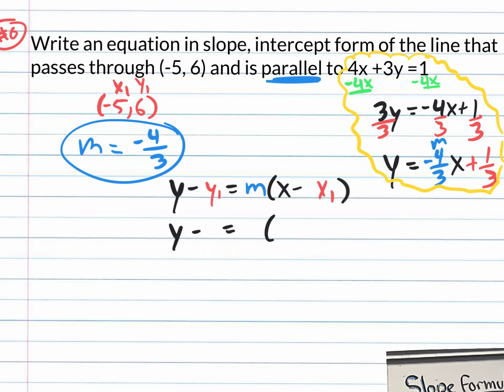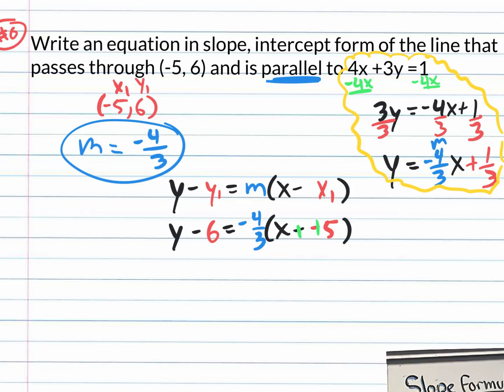I recommend rewriting it with blank spots. And then you could plug in your y1, which is 6, your m, which is negative 4/3, and your x1, which is negative 5. So then from there, change the minus minus to plus plus. And once again, you might have instructions that say write an equation in point slope form, not slope intercept. If it does say point slope, there's your answer. That's your point slope form answer equation.